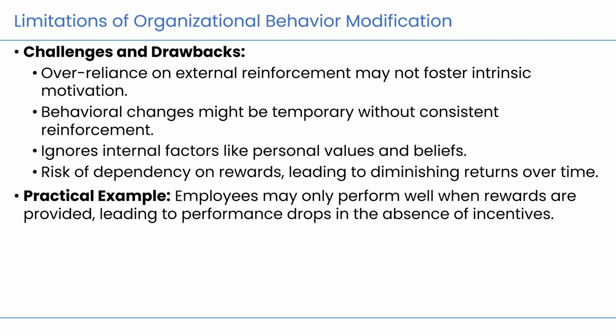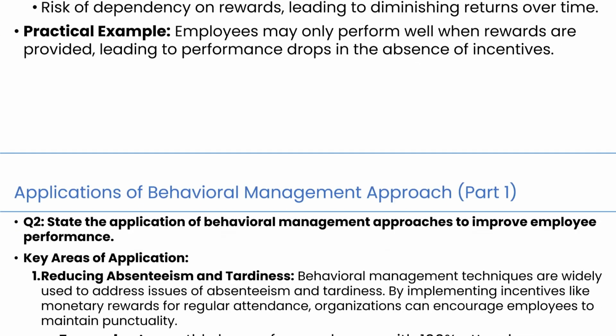While OBM is effective, it has limitations that managers must address. For example, relying too much on external rewards can discourage intrinsic motivation. Employees might perform well only when incentives are provided, and their motivation may wane when rewards are removed. Additionally, OBM often overlooks internal factors such as personal values and beliefs that influence behavior. Balancing external reinforcement with intrinsic motivators is crucial for sustained performance improvements.